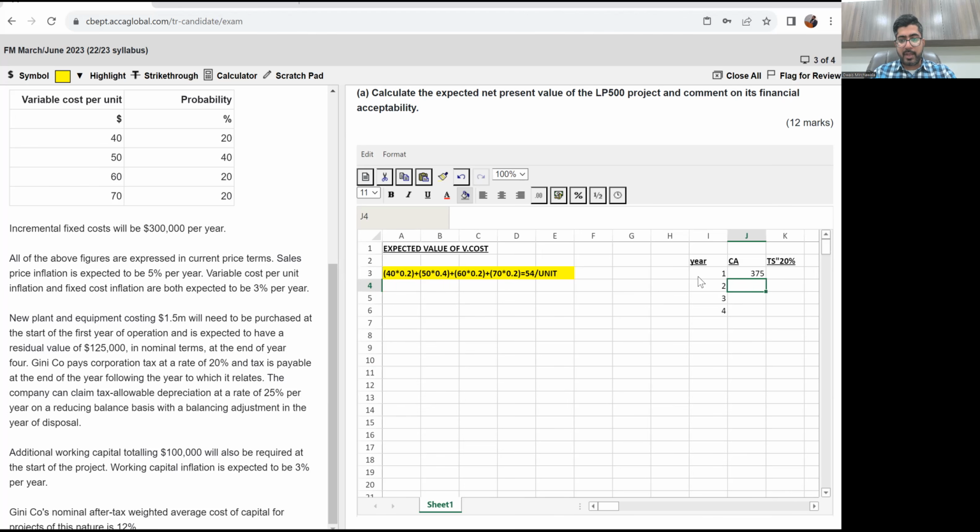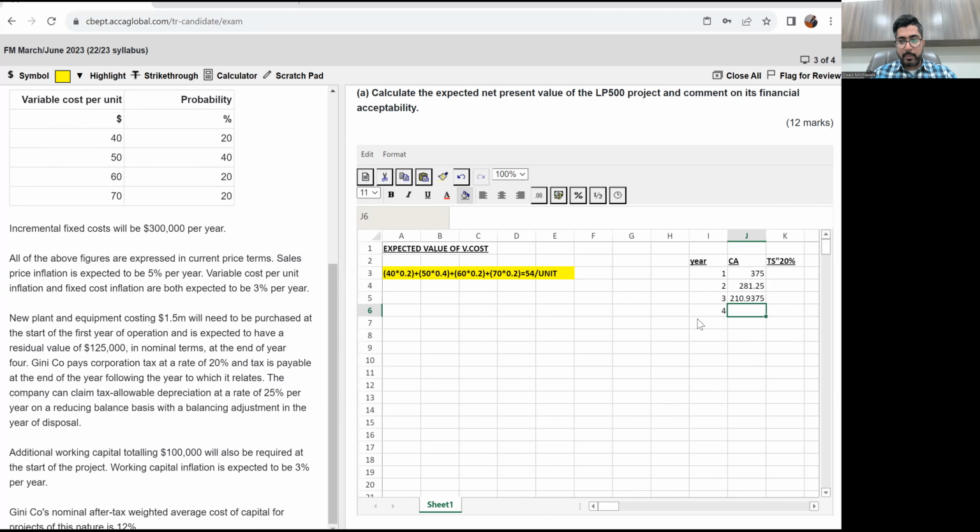Capital allowance 25%: 375. So the net book value becomes 1,500 minus 375, which is 1,125, and the next allowance is 281.25. Then the net book value becomes 1,500 minus 375 minus the year 2 allowance, and then that figure is multiplied by 0.25.